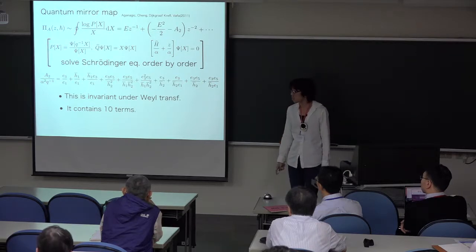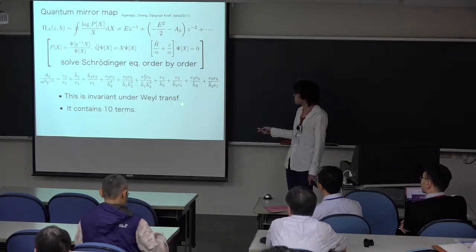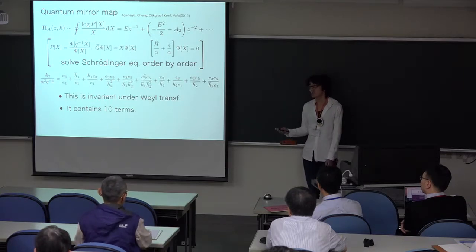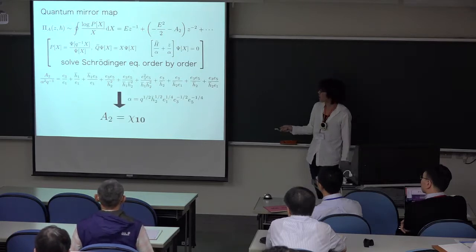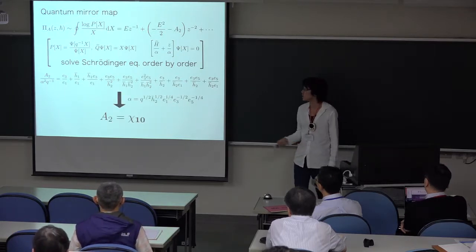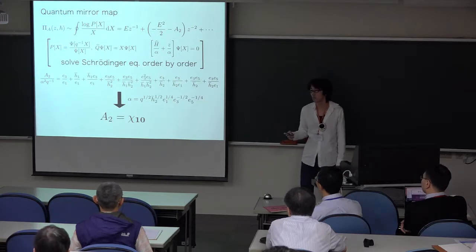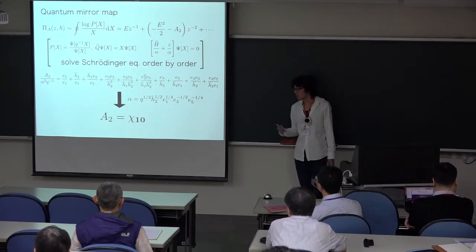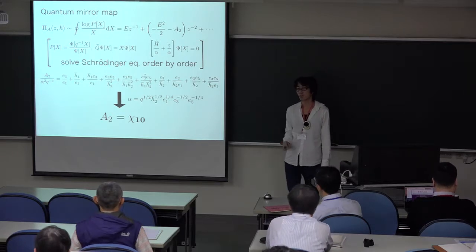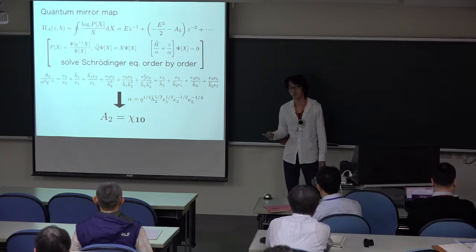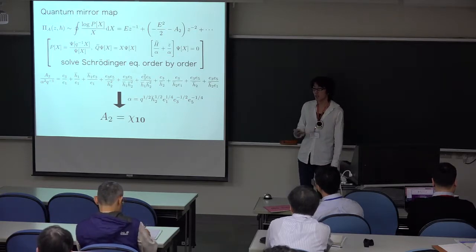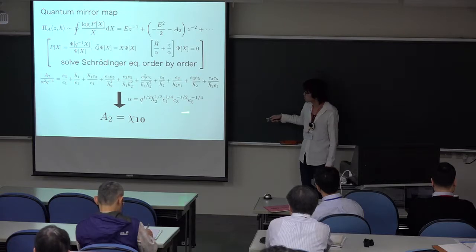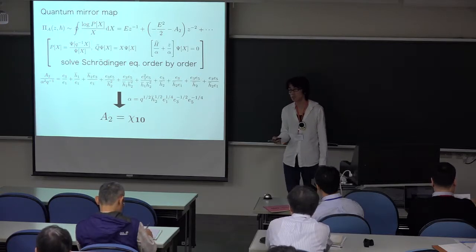And we find that this A2 is invariant under the Weyl transformation. Also, this A2 contains 10 terms. Then, by setting alpha like this one, we find that this A2 is exactly the same as the Weyl character of the 10 representation, which can also be calculated from the Weyl character formula. This is one example, but in our study, we find that this choice of alpha works very well, and all of the terms we have calculated can be expressed by Weyl characters.